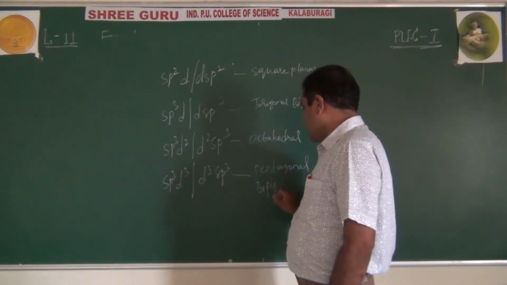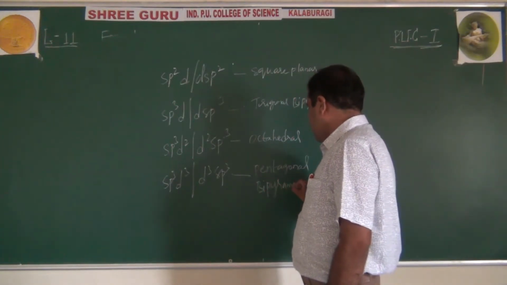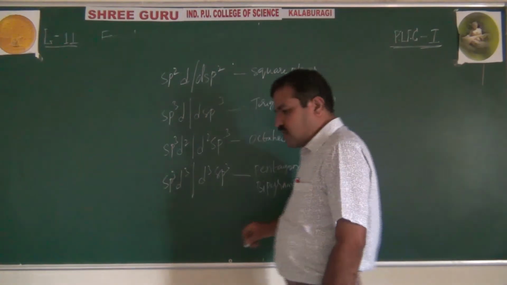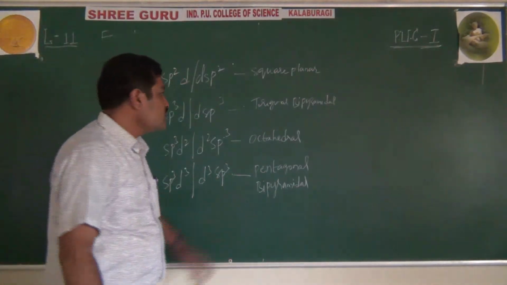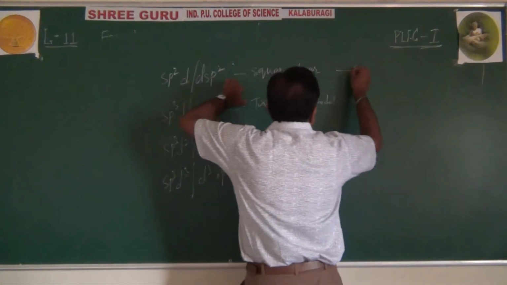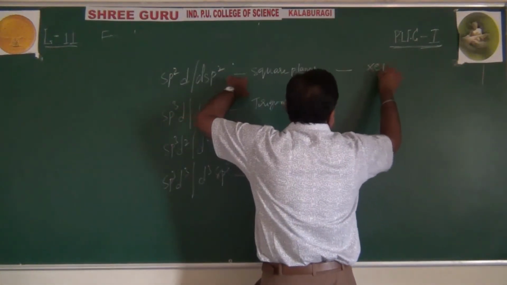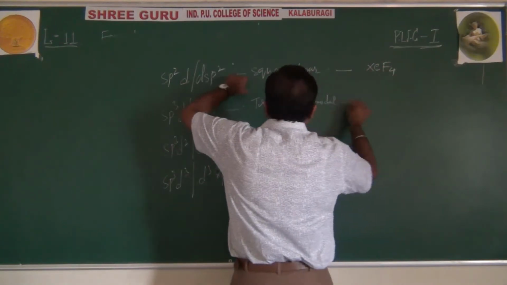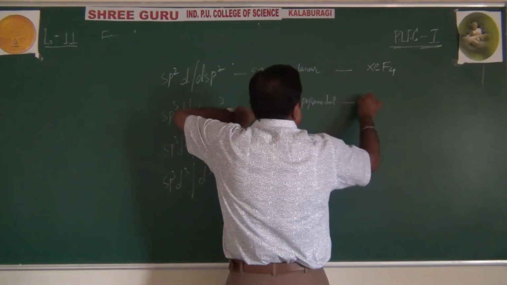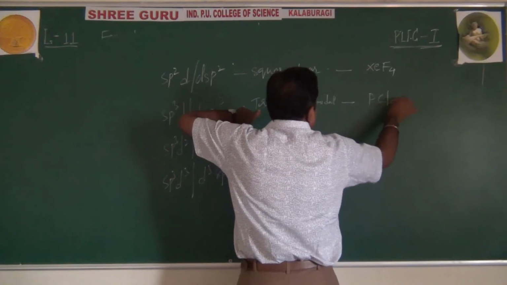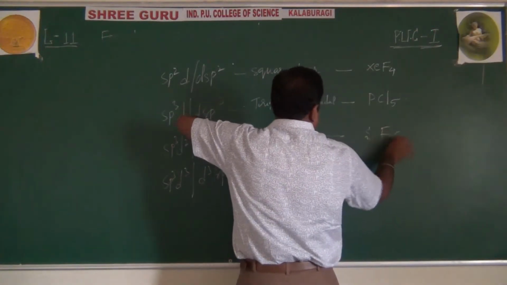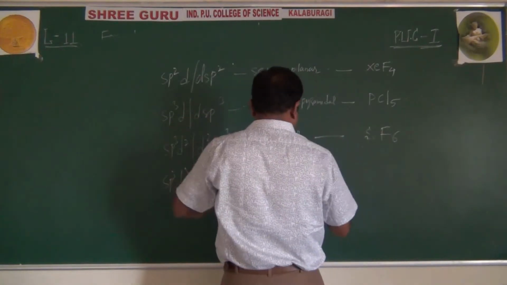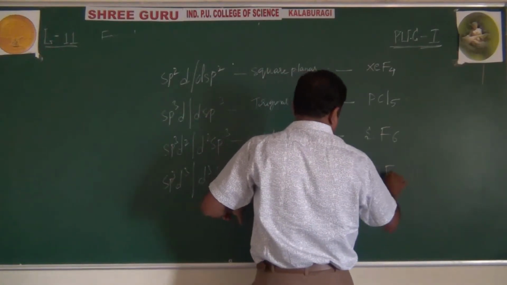These are fixed geometrical shapes. If they are all bonding pairs of electrons, all are bonding pairs of electrons. Here the best example of square planar is XeF4. The best example for this one is PCl5, phosphorus pentachloride, octahedral is SF6, sulfur hexafluoride, and even IF7 is one best example.